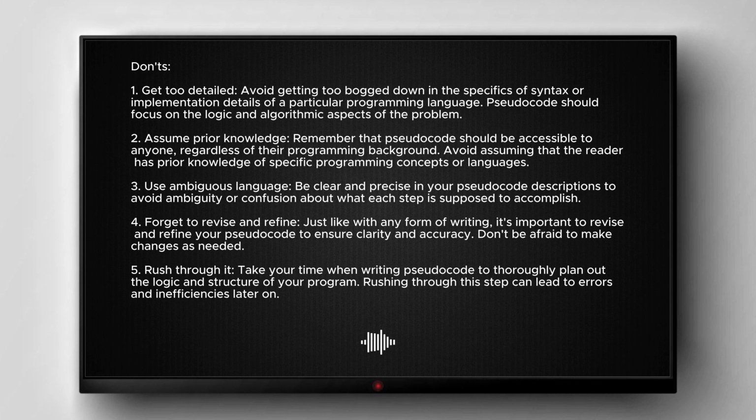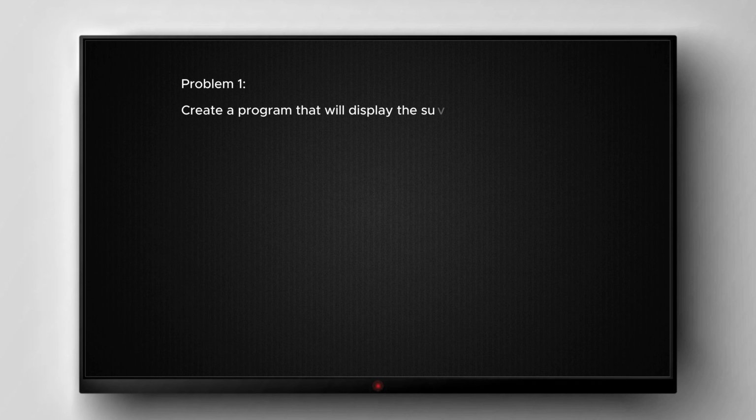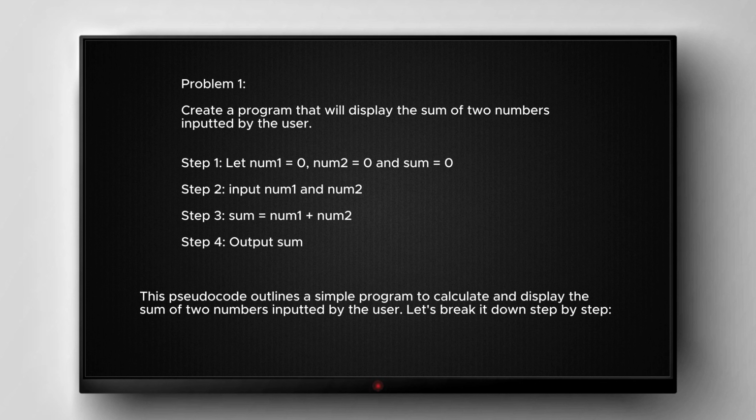5. Rush through it. Take your time when writing pseudocode to thoroughly plan out the logic and structure of your program. Rushing through this step can lead to errors and inefficiencies later on. Example of pseudocode. This pseudocode outlines a simple program to calculate and display the sum of two numbers inputted by the user. Let's break it down step by step.